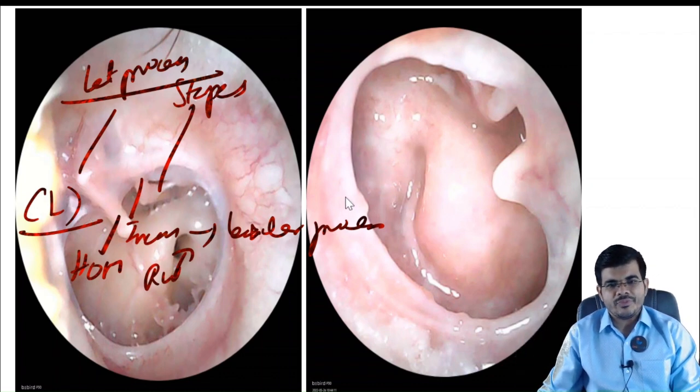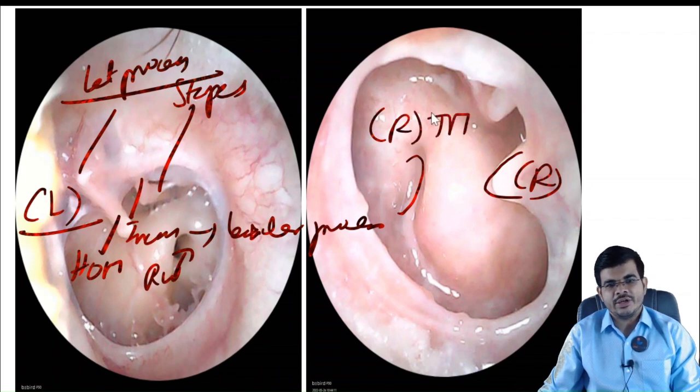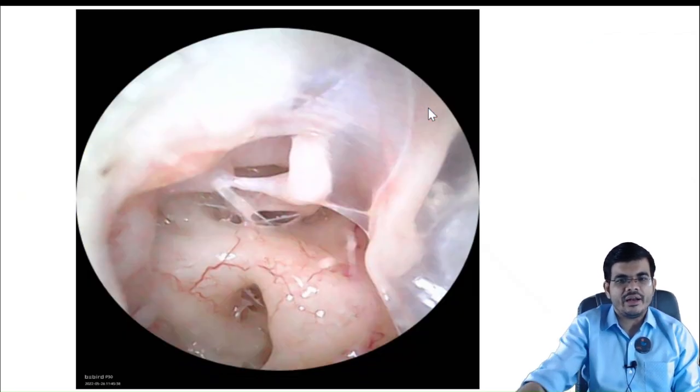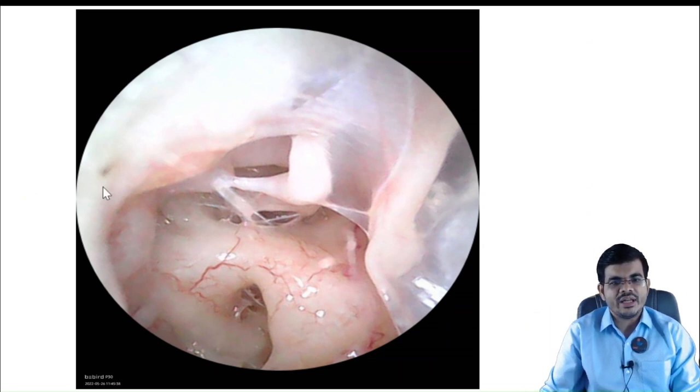Now what do you see here? You can see that the handle of malleus is towards the right here, and the incudostapedial joint is seen here, and this is the round window niche area. So this is the right tympanic membrane. This is how you identify the structures in the middle ear. In this picture you can see a bit more of the structures, right? What is that? You can see the pyramid over here. It is coming from the posterior wall, right?